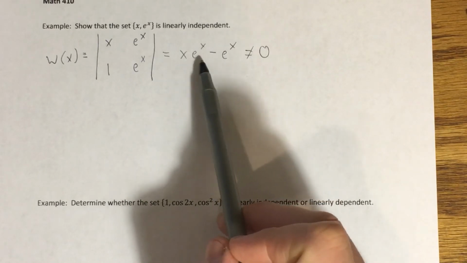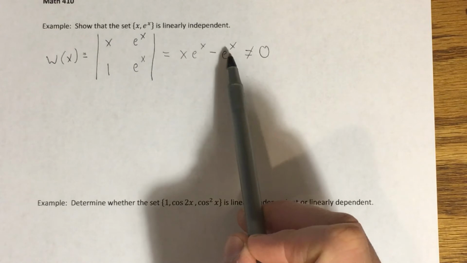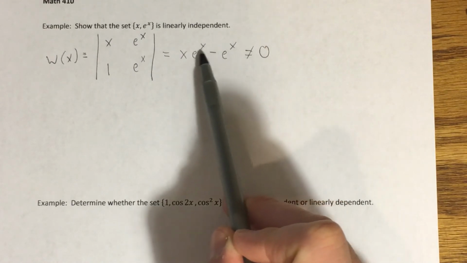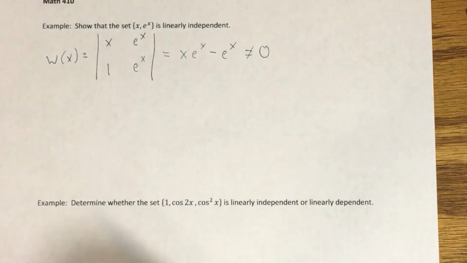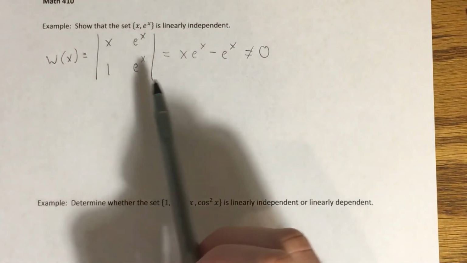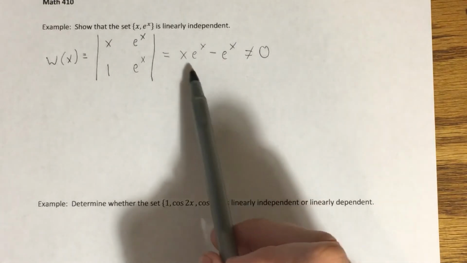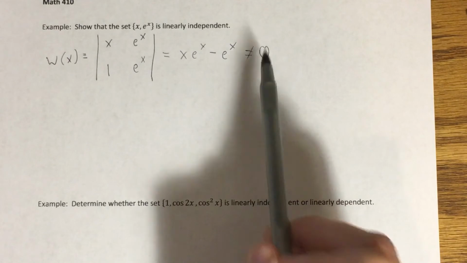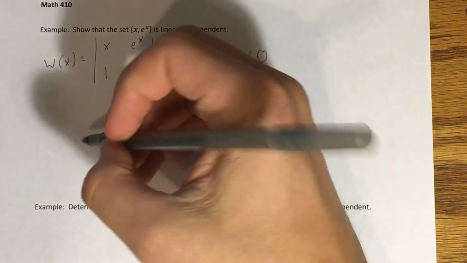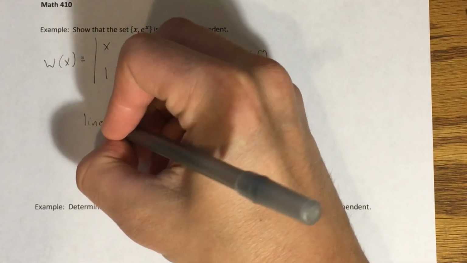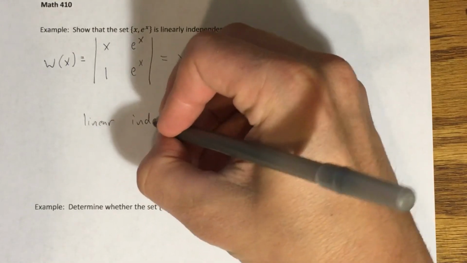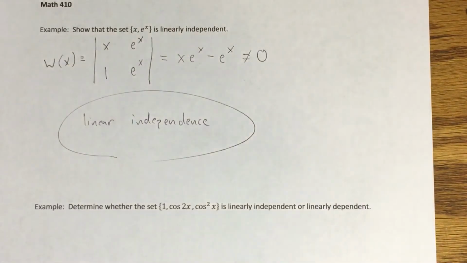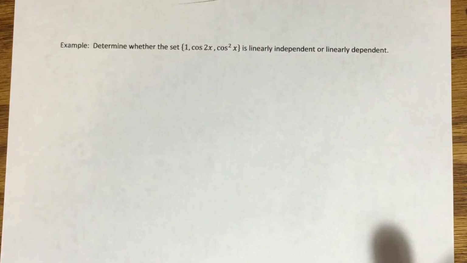What matters is whether or not this is the same thing as the 0 function, meaning 0 for all values of x. Another term that you see used in books that talk about this subject is we say identically 0. This function is not identically 0 because it's not the same thing as the 0 function. So this, being non-zero, means we have linear independence. Okay? Linear independence.